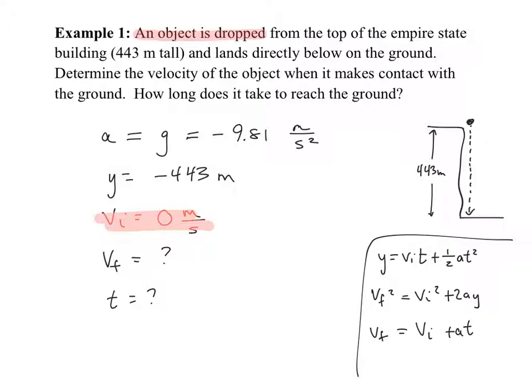Probably the second one, because I know Y, I know A, I know VI, and I'm trying to find VF, right? So let's start with the second formula here. The third one we can use in a minute, right? Once we get the VF in, we know VF, we'll know VI, we'll know A, we can find time in the third formula. So let's use the second formula, please. Write down the second formula.